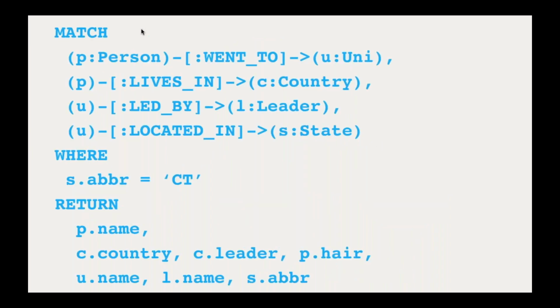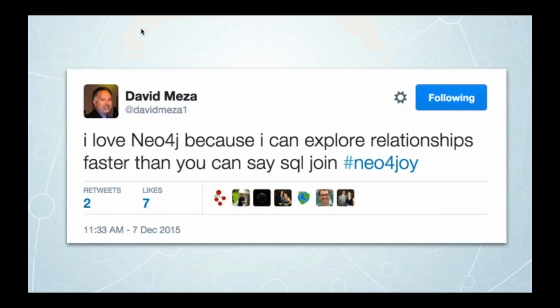And then when you're doing a query, instead of the join, you're going to query like this. And you can read through this line by line and understand exactly what's happening here. We're matching a person who went to a university. We want to figure out what country that person lives in. We want to figure out what leader leads that university. And we want to figure out what state that university is located in. And the rest looks similar to you if you're familiar with SQL.